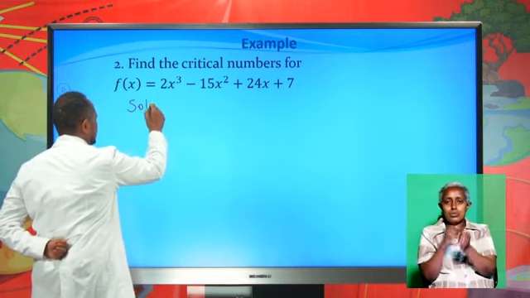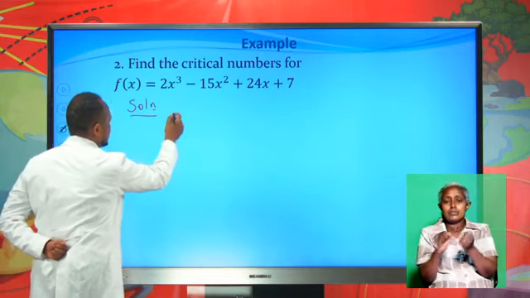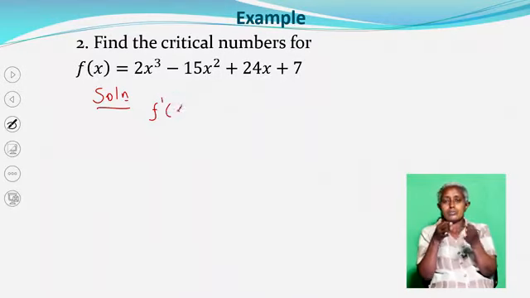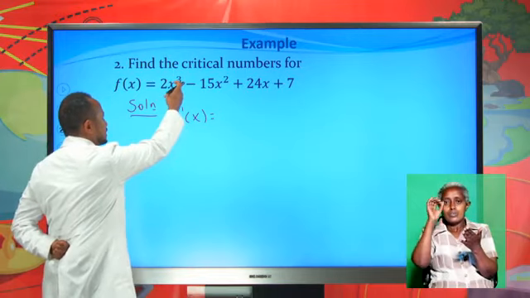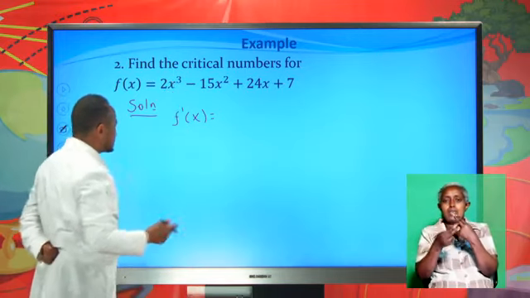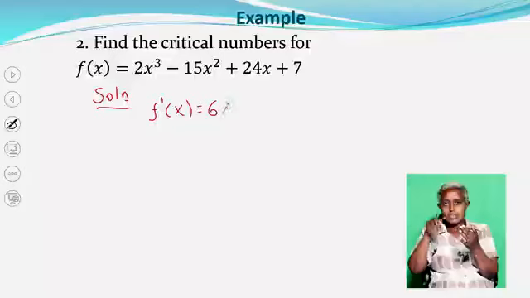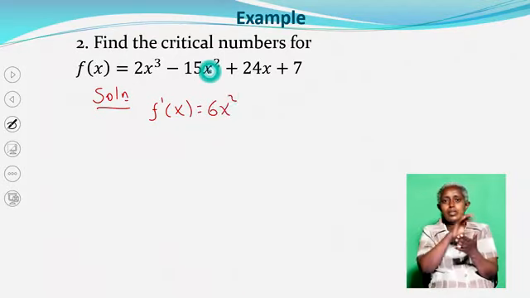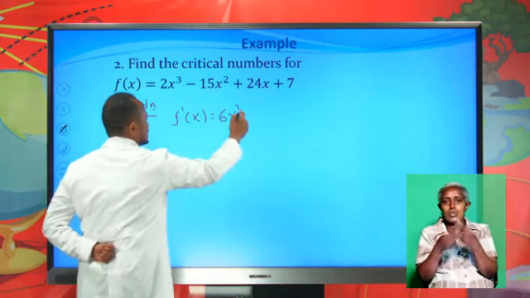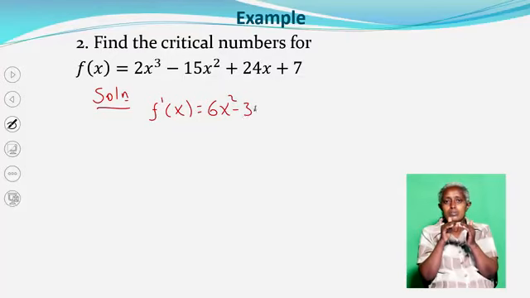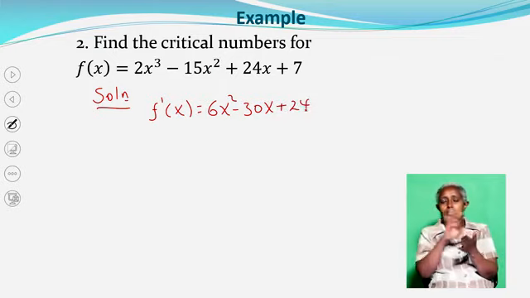So let's find the derivative of this expression. The derivative of our function f of x is equal to, the derivative of this one, 3 times 2, it is 6x squared. And the derivative of this one, 2 times minus 15, is minus 30x. And the derivative of this number is 24. And the derivative of 7 is 0, therefore this is the derivative.